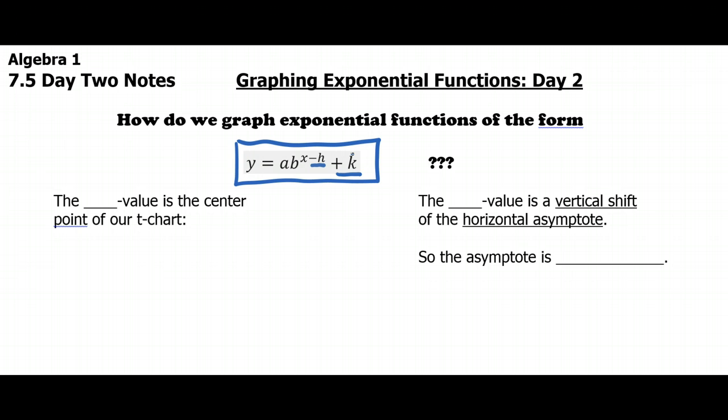And all that really means is you're just going to change the way you set up your t-charts. In the first video and on your first homework assignment, all of the x values you plugged into your tables were -2, -1, 0, 1, and 2. In this video, we're going to change that based on what this value up here in your exponent is. What we call the h value is just going to be the center point of our t-chart.